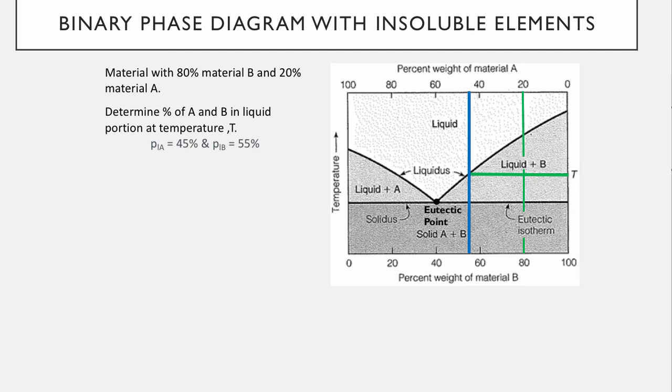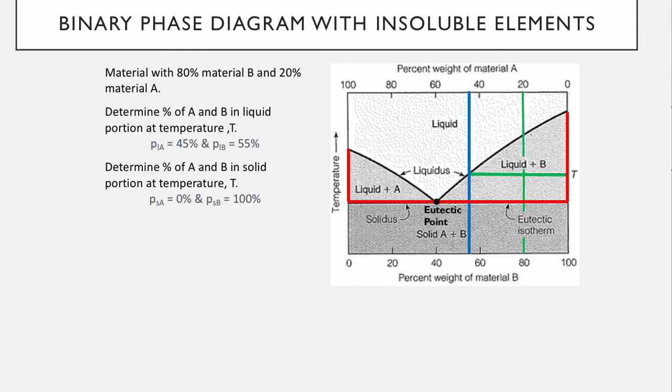That was my estimation. We were also asked to find how much of A is in the solid and how much of B. Well, if we look at our temperature line and where it hits the solidus, and here's our solidus line, that red line, we can see that if we drop a vertical line from where our temperature line hits the solidus, we're going to be at 100% material B in the solid and 0% material A.